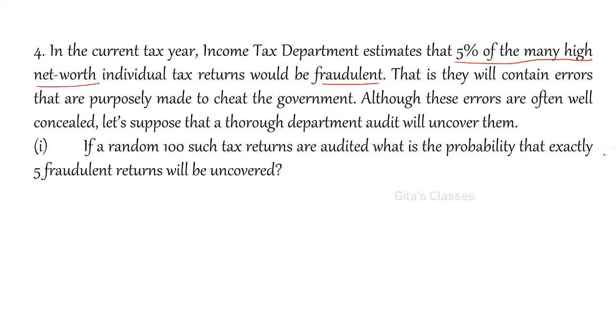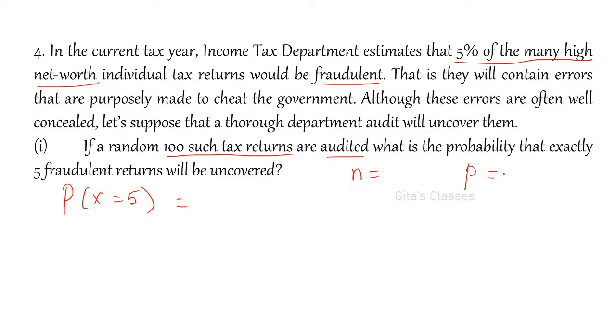Although these errors are often well concealed, let us suppose that a thorough department audit will uncover them. They will find out. If a random 100 such tax returns are audited, what is the probability that exactly 5 fraudulent returns will be uncovered? P of x is equal to 5 is asked. For that, we need our small p and q, right? What is small p? What is our n?